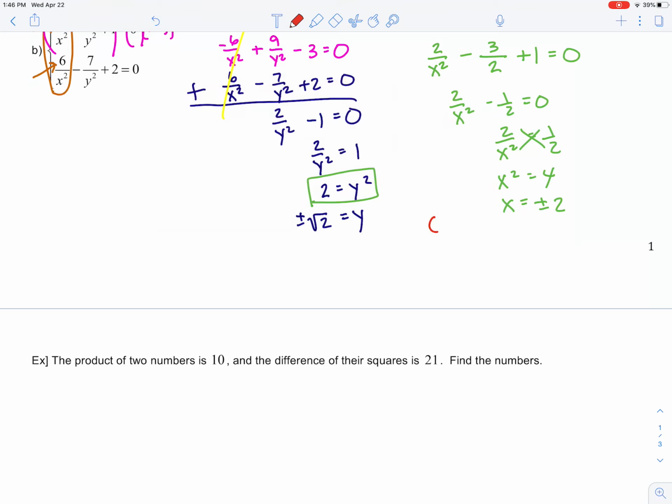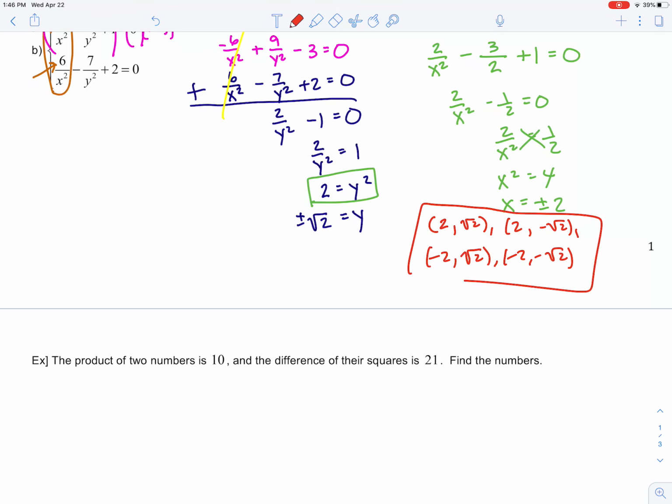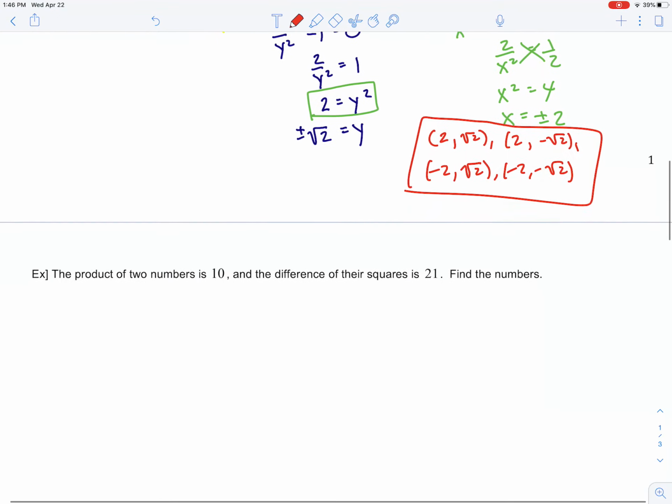So let's go ahead and write them all out. So for the positive 2 value of x, we could have mapped to the square root of 2 or the negative square root of 2. And that's the same for the negative 2 value of x. So these two graphs would intersect in 4 different locations.